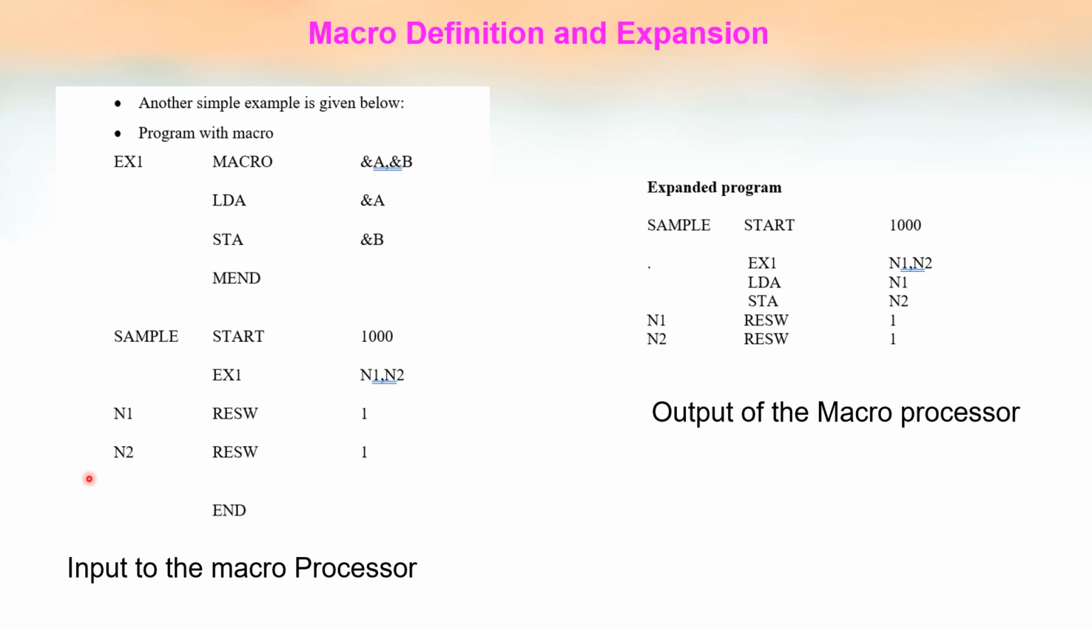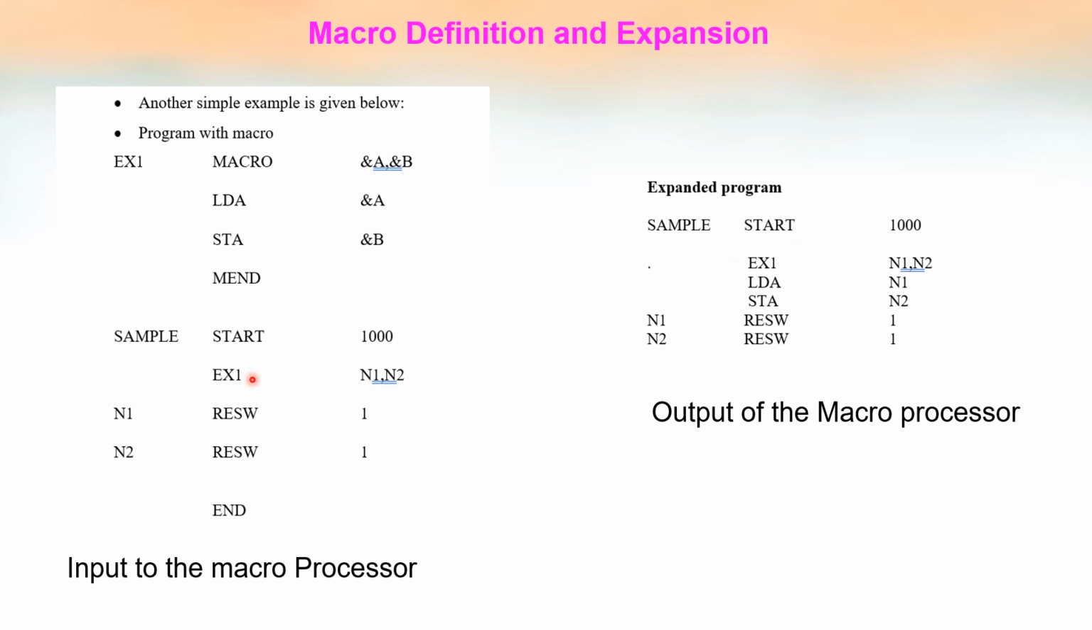So this is the program which we give as input to the macro processor. It contains the macro definition, and in the main program, wherever required, the macro is called. How do we write the output of this program? What a macro processor does is, program execution starts from the main program only. So the first line of the output will be the START statement. The definition is not included in the output. Sample START 1000; no processing of this line is required.